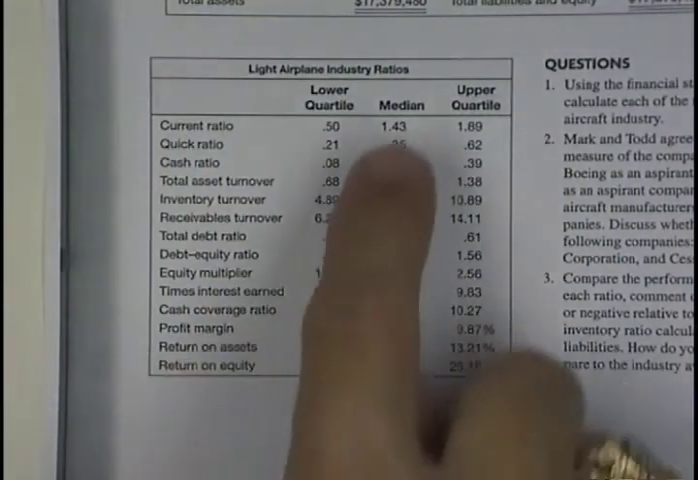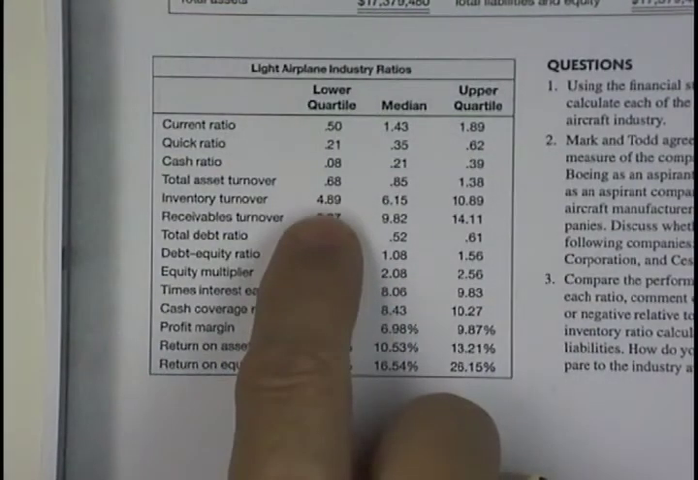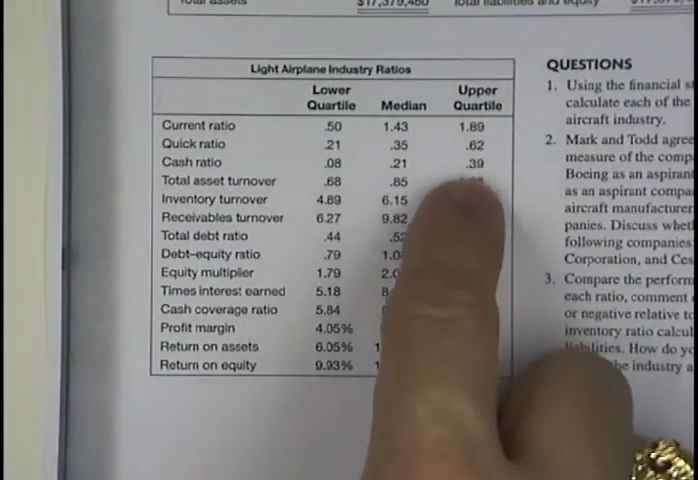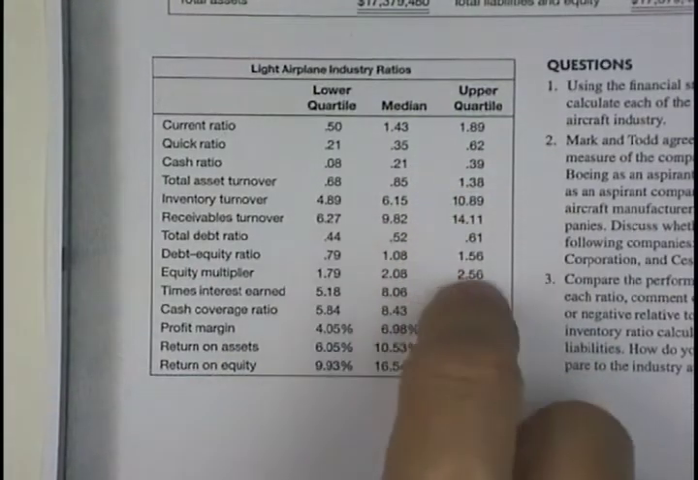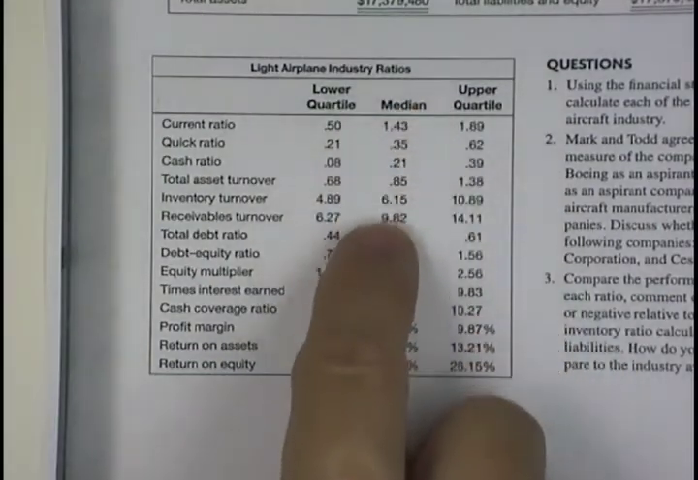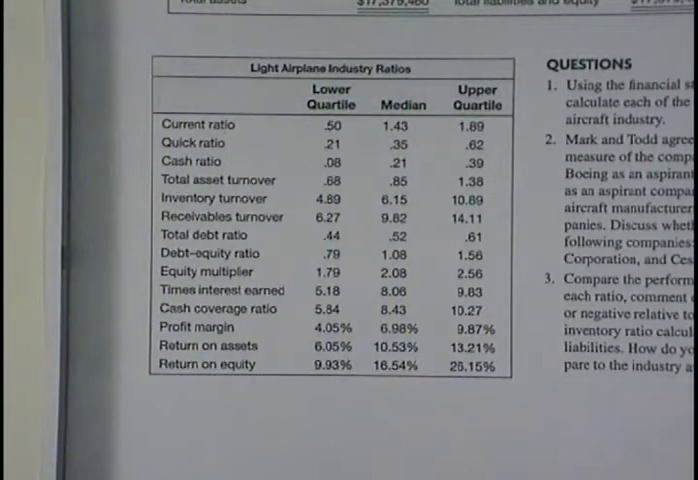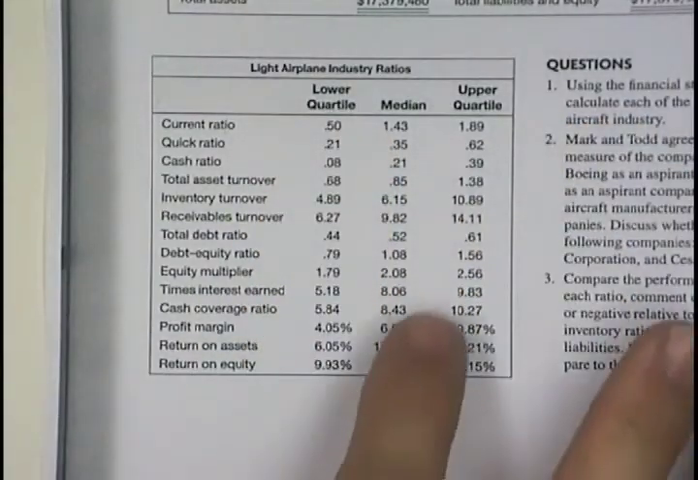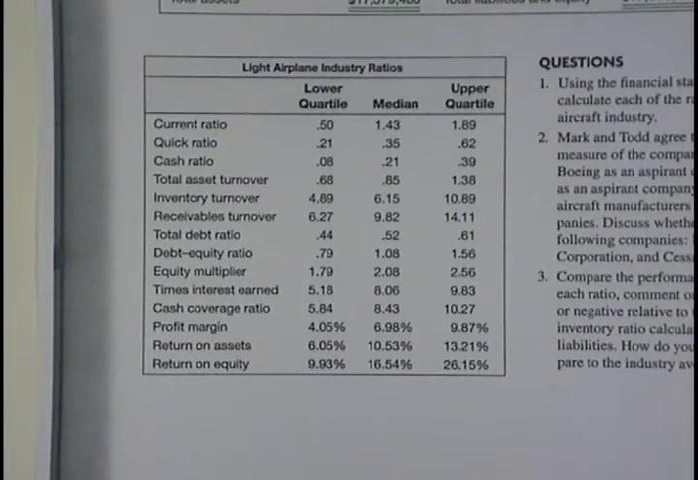Each of those ratios is provided with a median number, a lower quartile, the number of which 25% of the firms are below on that ratio, and the upper quartile, the number of which 25% of the firms are above on each of those particular ratios. We'll focus on the median for the ratios that are given and make comparisons between S&S Air and the light airplane industry ratios, again using the median number for those ratios for comparison.